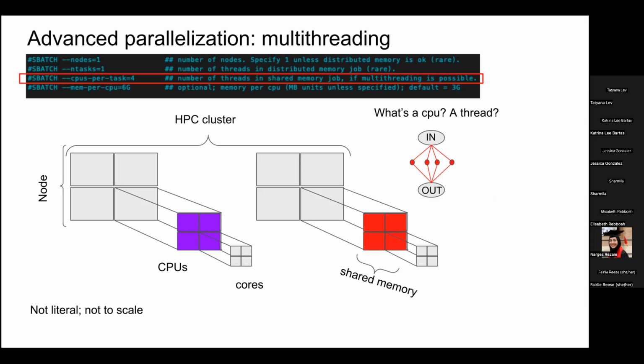Certain parts of R can be multi-threaded, but you have to use specific packages. And a lot of things aren't compatible, like a lot of our functions are not compatible. Same with Python. By default, Python will use one thread, and some programs can take advantage of multiple. But there's also some overhead with splitting and pooling the results.